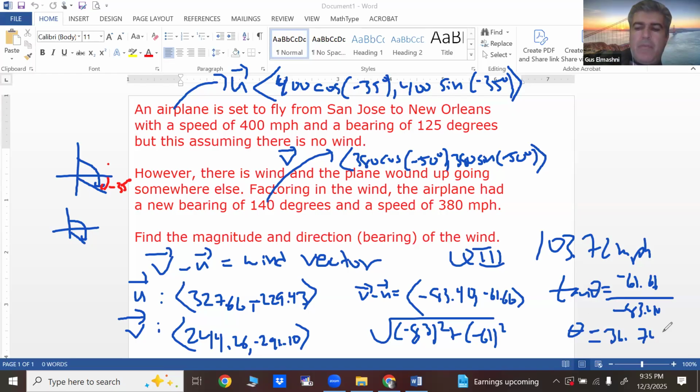But remember, this is pointing in the third quadrant. If I give the answer in bearings, it's going to look like this: 180 plus an extra portion. So you got to do 180 plus the supplement of 36. That should get you to 33.52 degrees. That's your bearing.